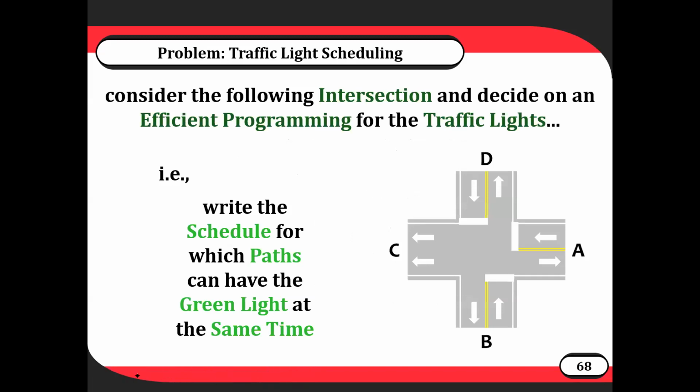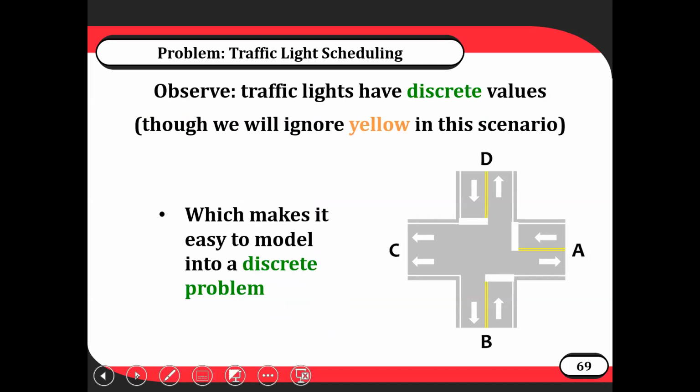All right. So we're going to look at one final problem, and this is rooted a little more in the real world. We're going to consider an intersection, and we're going to decide on an efficient programming for the traffic lights. You should all be familiar with it. You've all driven and come to a stoplight and then had to wait while other people went until it was your turn to go. So we're going to write a schedule for which paths can have a green light at the same time, but we want it to be efficient. Of course, you can always just green light one path at a time, but that's not the most efficient way to do it. So we want something a little more efficient, and we want to solve it systematically. Again, we want it to be able to be solved by a computer.